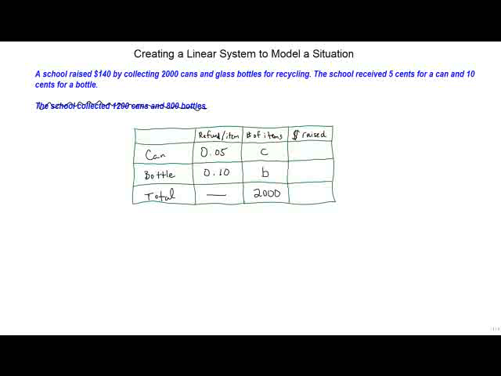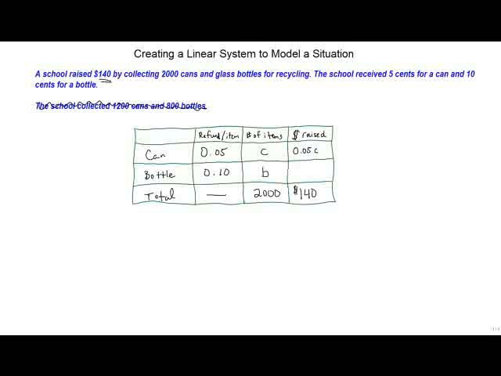The only thing that's left in our text situation at the top is this $140. So the school raised a total of $140 with all this recycling. Money raised, we know the total right off the bat is $140. Now, the money raised per can, we still don't know that, but we do know that you get 5 cents per can. So it's actually 0.05 C.